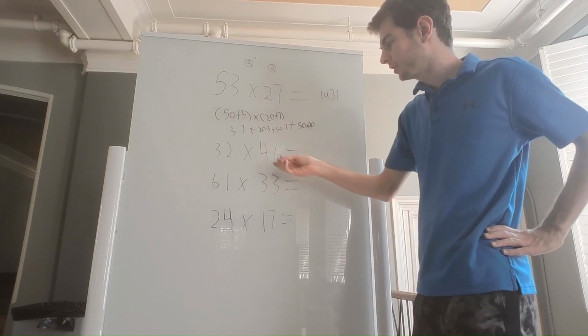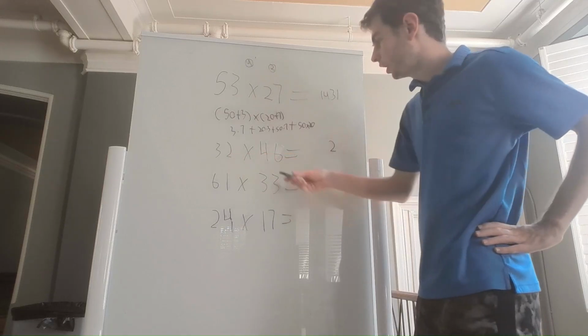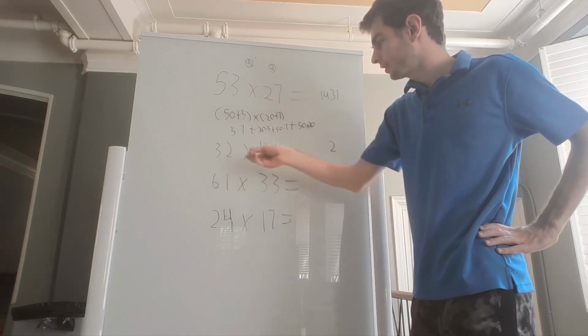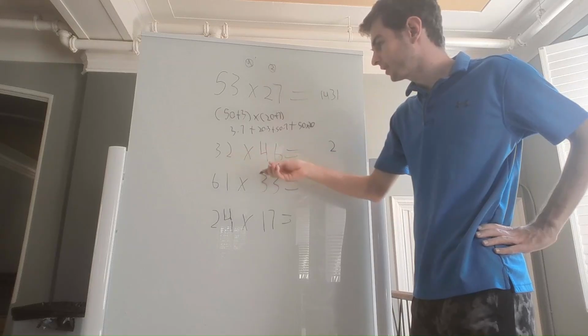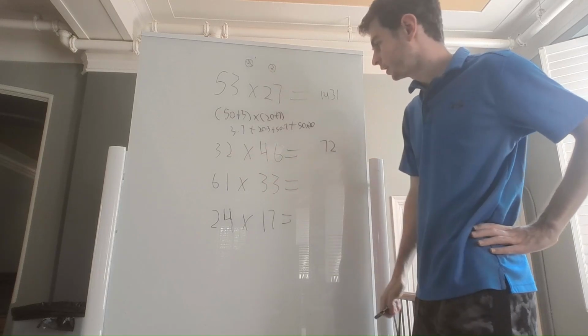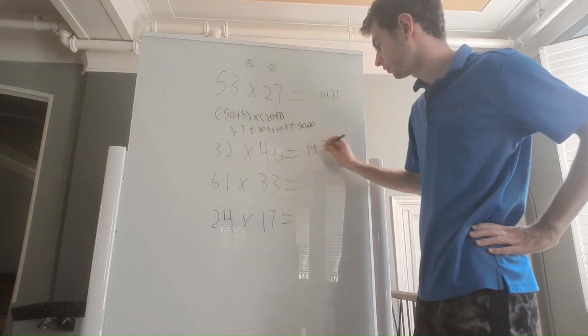So for example, 6 times 2 is equal to 12. Write down a 2. You carry a 1. 4 times 2 is equal to 8. 6 times 3 is equal to 18. 8 plus 18 is equal to 26. Add in that 1 from earlier, you get 27. And you carry the 2. 4 times 3 equals 12, plus 2 equals 14.